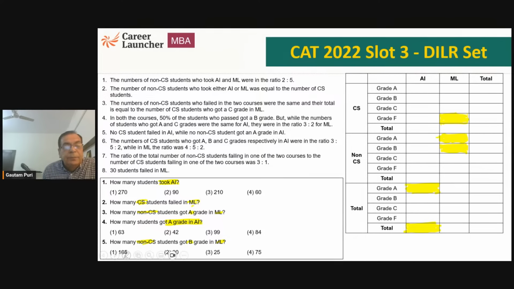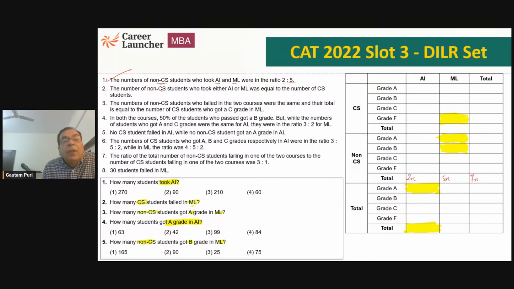Okay. Chalo, ab chalte hain aage. Question 1, statement 1. The number of non-CS students who took AI and ML were in the ratio of 2:5. So non-CS would be, if I say this is 2x, this should be 5x, and there should be a total of 7x students. Non-CS students who took AI is 2x. Non-CS students who took ML is 5x. Total obviously becomes 7x.